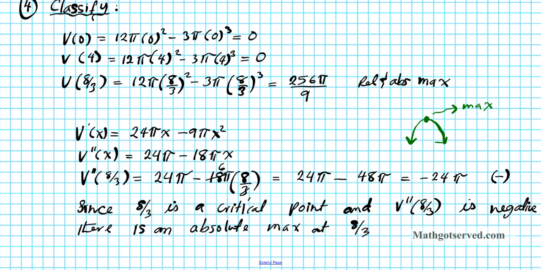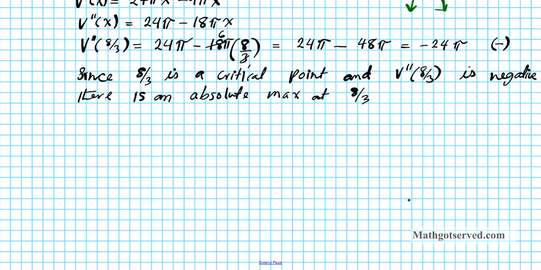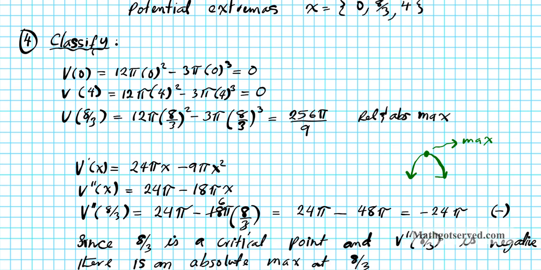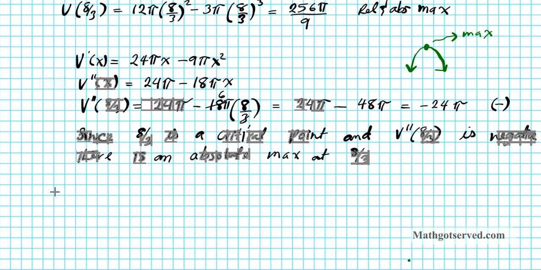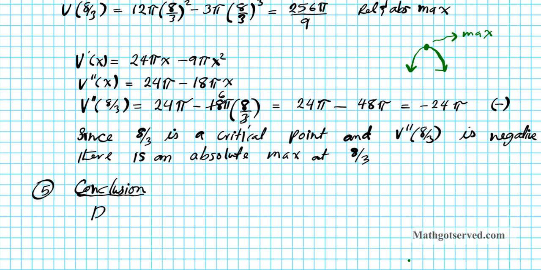We found a maximum, but that's just the x value. We have to state the dimensions of the maximum volume. So part 5 is our conclusion. Let's state the dimensions first. Dimensions of a cylinder with maximum volume.